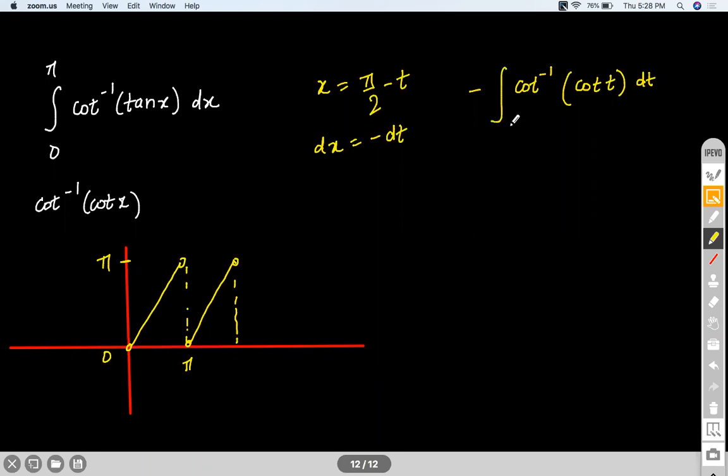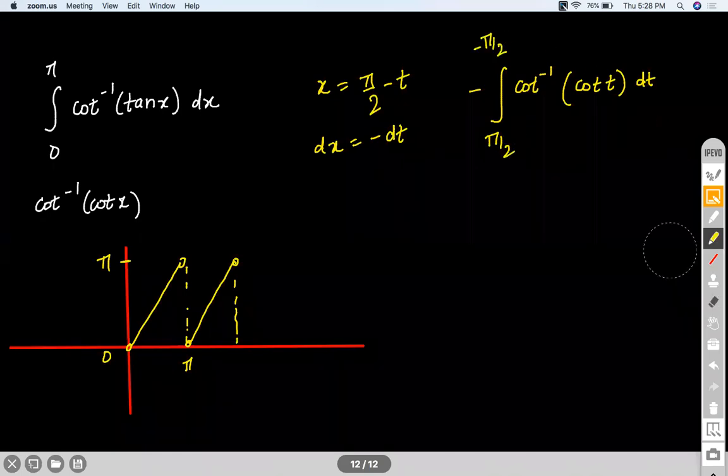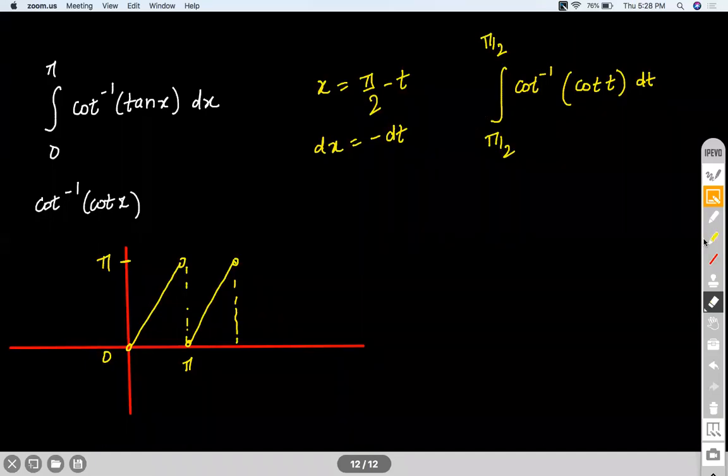What about the limits of integration? The limits of integration will now become pi by 2 to minus pi by 2, right? Yes, sir, you switch it over. But we switch it over and absorb this negative sign. Okay. So I have to also write the definition of this from minus pi by 2 to this. So it will be like this. So this is minus pi.